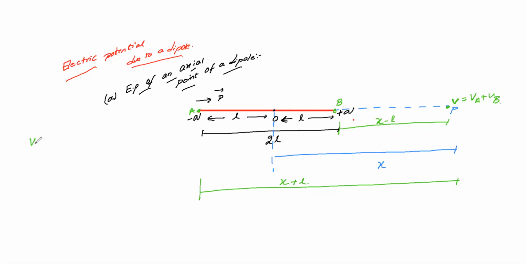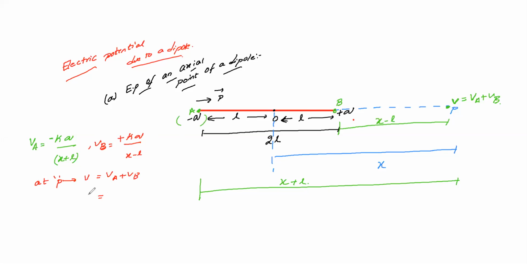Now, what is VA? VA is equal to KQ by the distance from A point to the P point, which is nothing but x plus L. And we know that A point is nothing but your negative charge, so I'll take it as minus. And let's see for the VB. VB is equal to KQ by the distance from B point to the P point, which is x minus L. And it is positive charge. So at point P, we are going to find the potential V, that is equal to VA plus VB.